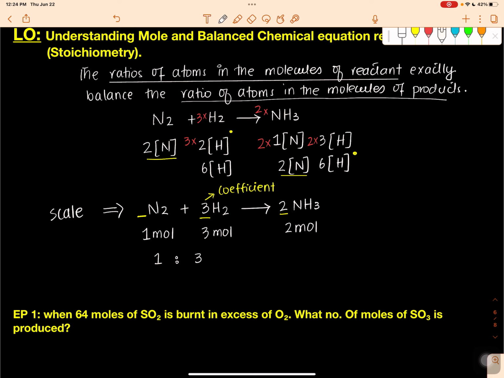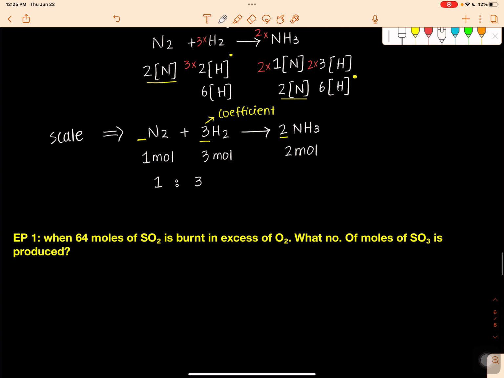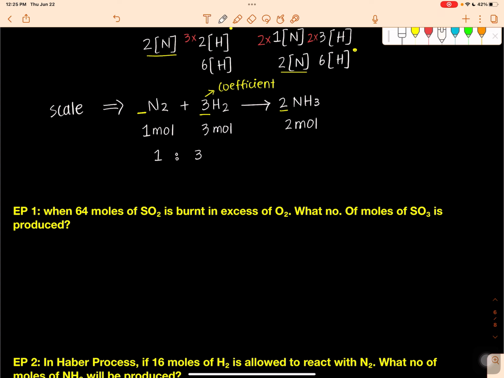So let's dig deep into this relationship. Let's say we have 64 moles of sulfur dioxide which is burnt in excess of oxygen. What number of moles of sulfur trioxide is produced? First we need to look at what the reaction actually is. The reaction is between sulfur dioxide and oxygen, and the product is sulfur trioxide. So let's place them in order: sulfur dioxide reacting with oxygen produces sulfur trioxide.